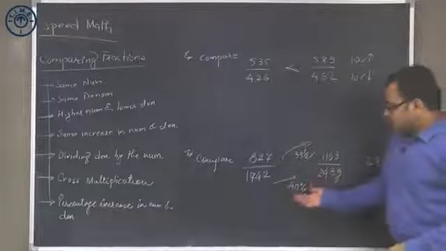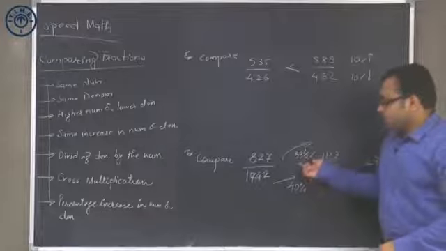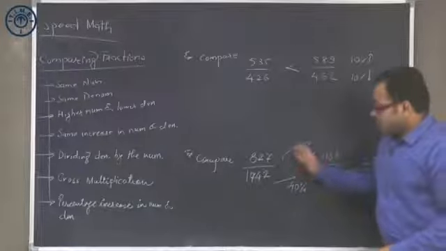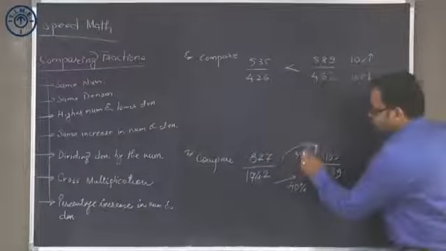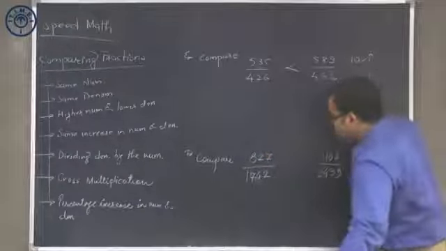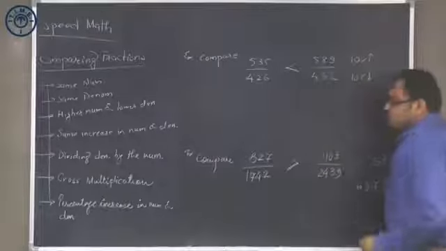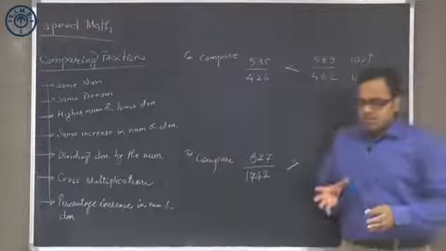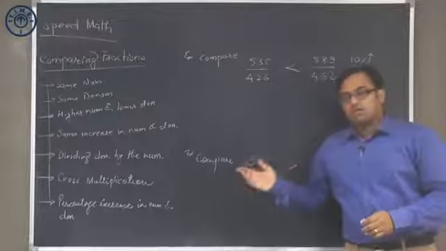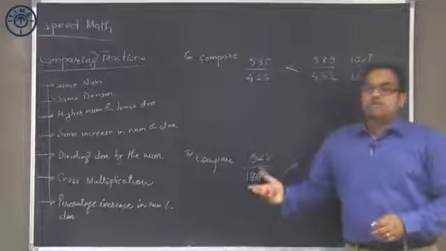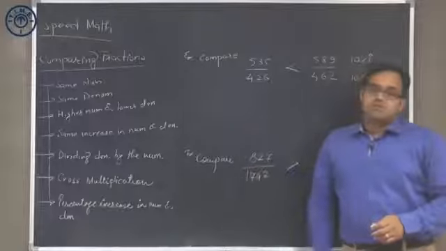If the denominator is increasing by a larger quantity, numerator is increasing by a smaller quantity, then the first number will be greater than the second number. So in this case, the first number will be greater than the second number. The idea is very, very simple. If a numerator is increasing by a larger quantity, then the second number is larger. If the denominator is increasing by a larger quantity, then the first number is greater.